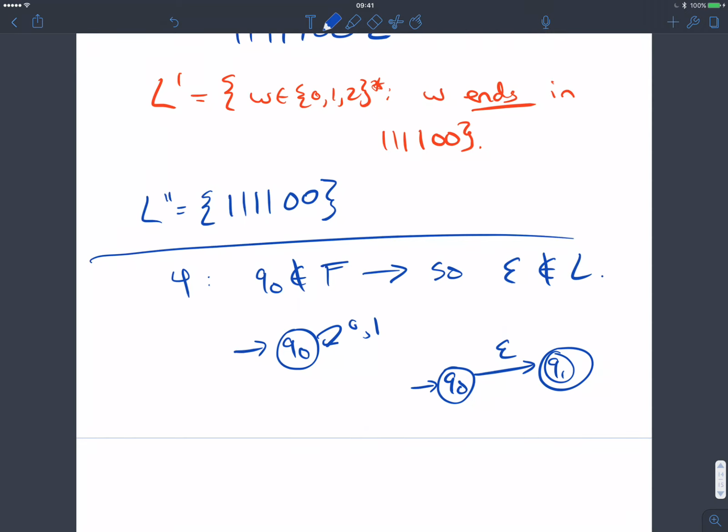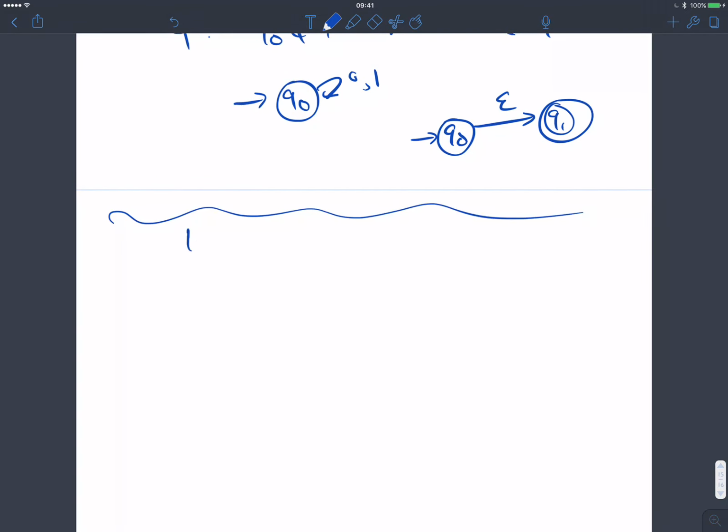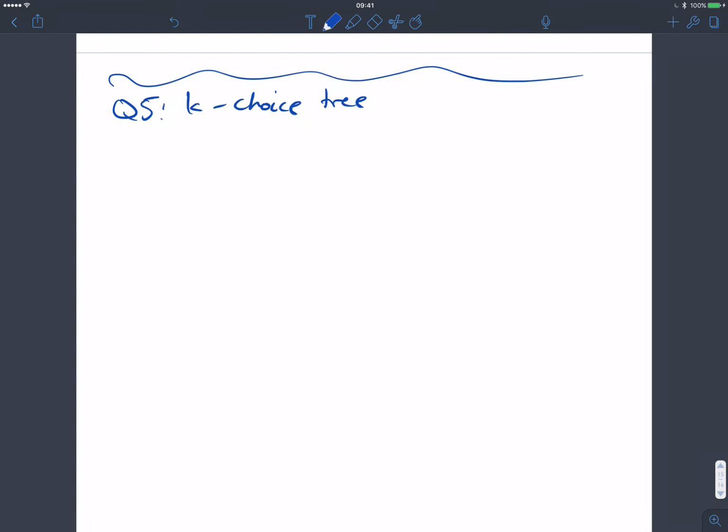Yeah, go ahead. Just on 5, I'm trying to draw the k-choice tree, and the definition is a little unclear. Can we just see one? Yeah, so k-choice tree. This is Q5 on problem set 0. So k equals 0: one vertex, easy. k equals 1: that just says take two k minus 1 choice trees, which is 2 vertices.